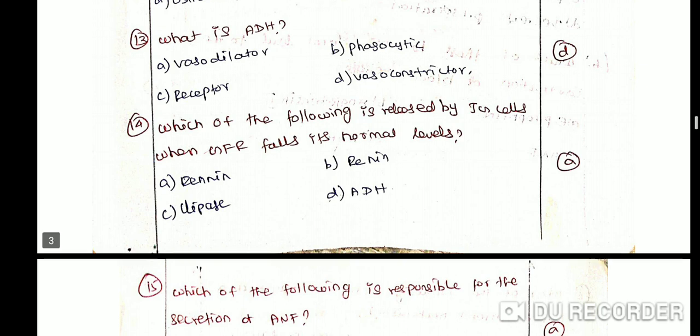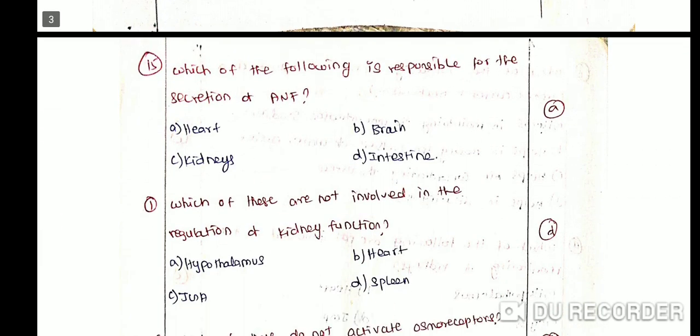Next question. Which of the following is responsible for the secretion of ANF? Option A heart, option B brain, option C kidney, option D intestine. The correct answer is option A heart. Explanation. An increased blood flow to atria of the heart can cause the release of atrial natriuretic factor or ANF, which causes vasodilation and therefore decreases the blood pressure.